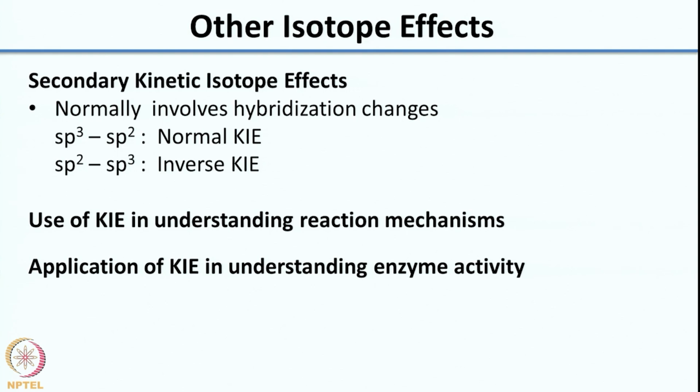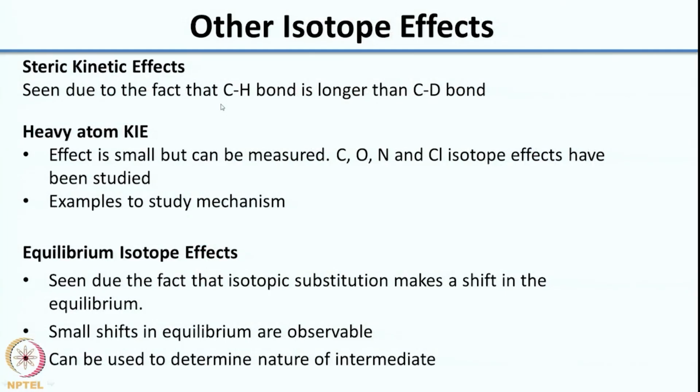And again we saw this in understanding mechanisms and application in understanding biology. We also looked at steric kinetic effect. Here again the effect is due to the fact that the CH bond is longer than the CD bond. We looked at heavy atom kinetic isotope effect. So, as I told you, when you replace hydrogen with deuterium, you see the maximum effect because the difference in mass, or reduced mass, is higher for these two, CH versus CD bond.